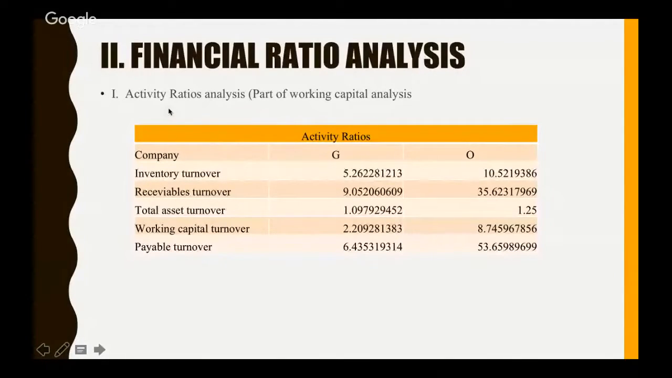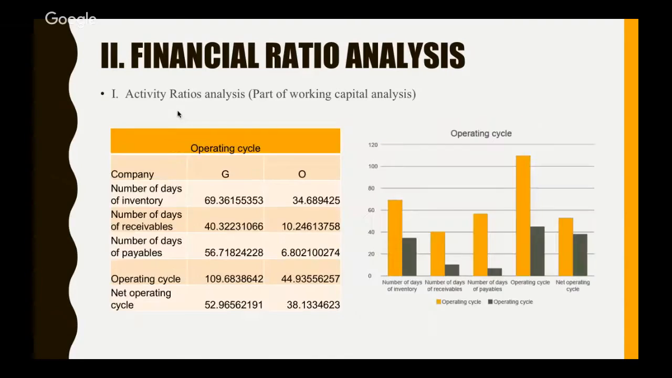First, I analyze the activity ratio, which is part of working capital analysis. It shows how effectively we put our assets to work. This turnover rate reflects the number of times assets flow into and out of the company during the period. According to the data before, I calculated the operating cycle and the net operating cycle.